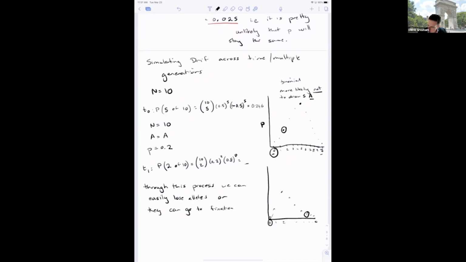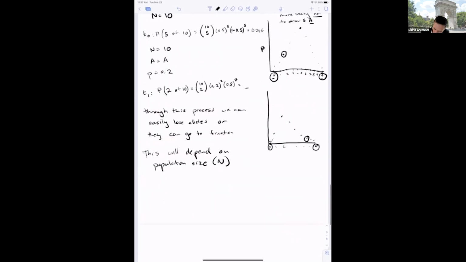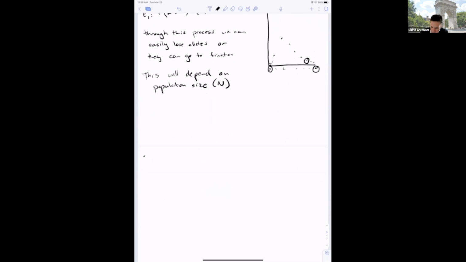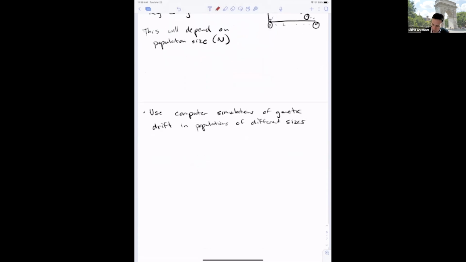or they can go to fixation. And that, in this scenario, would be when we randomly chose 10 with some probability that we can compute. And this probability will depend on the population size, N. So in our computing exercises, we're going to explore this by using computer simulations of genetic drift in populations of different sizes to see how population size impacts these dynamics across time.